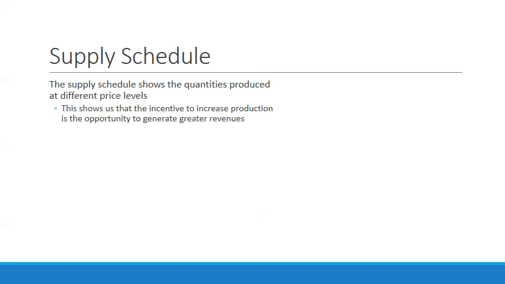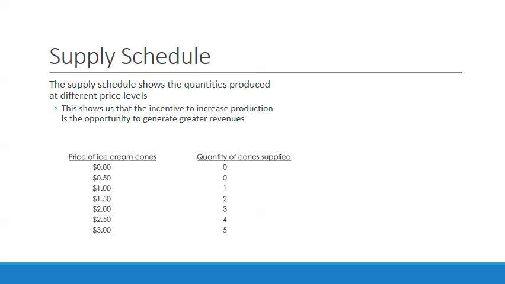So let's look at our supply schedule. The supply schedule shows the quantities produced at different price levels. And this shows us that the incentive to increase production is the opportunity to generate greater revenues. So when we look at our supply schedule here, we'll notice that as ice cream cones, as the price goes down, notice the quantity of supplied cones goes down as well. In fact, at 50 cents, we won't even produce at all. And of course, as price rises, the quantity of cones rises as well.